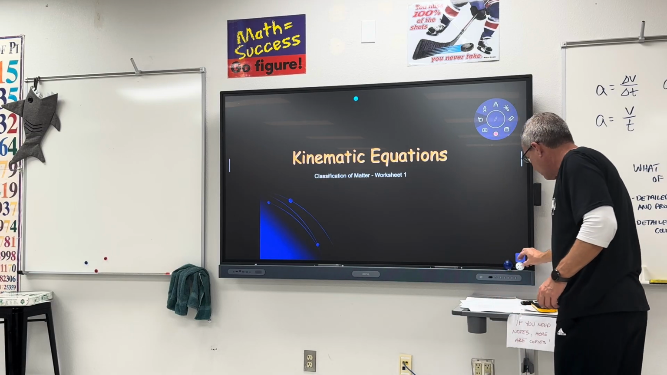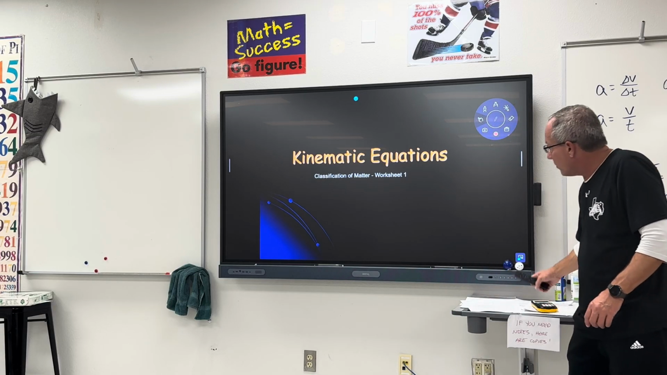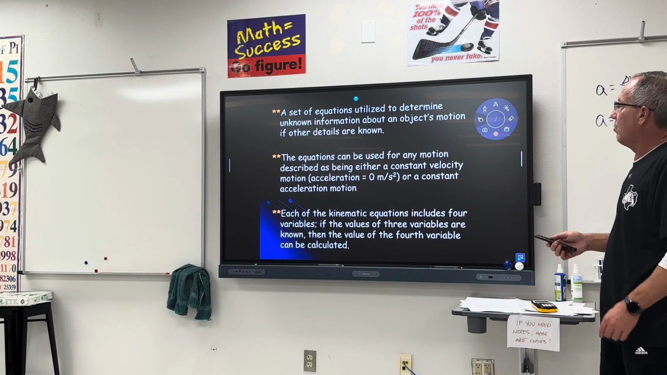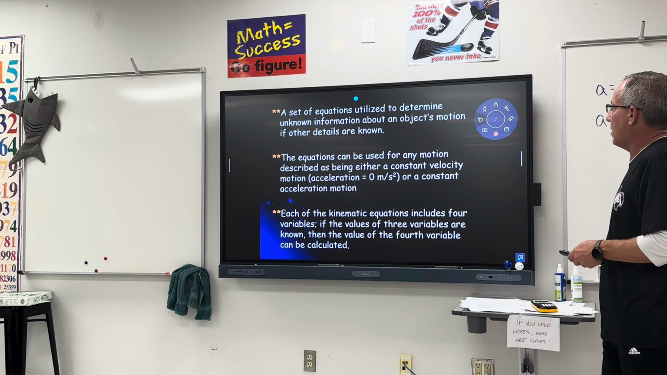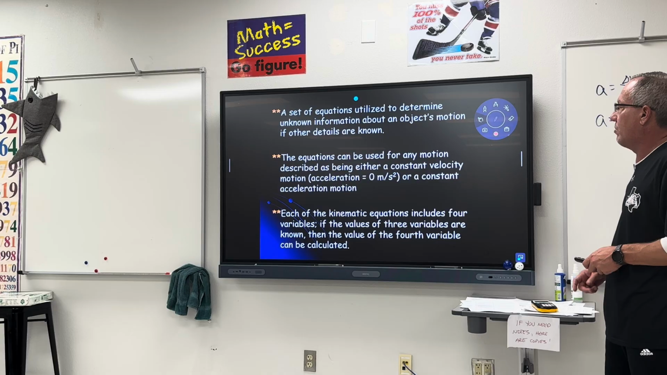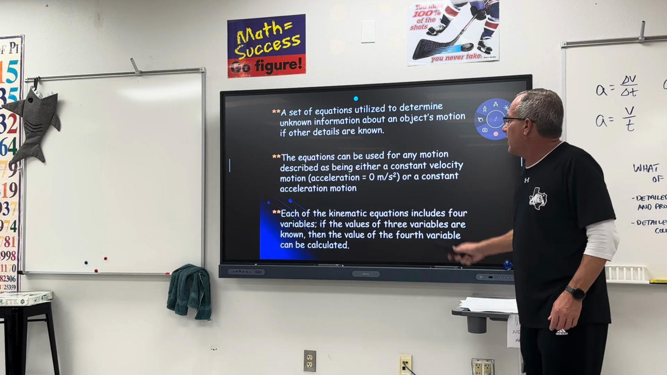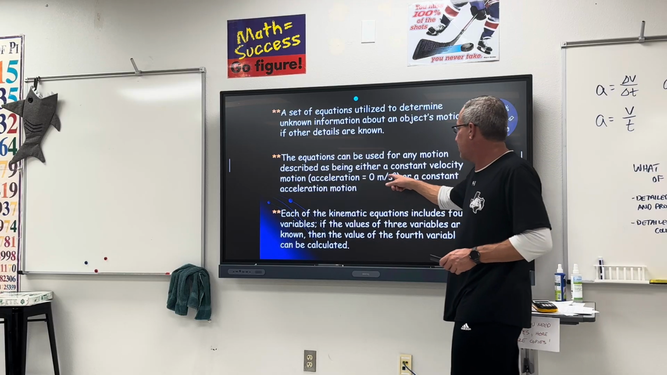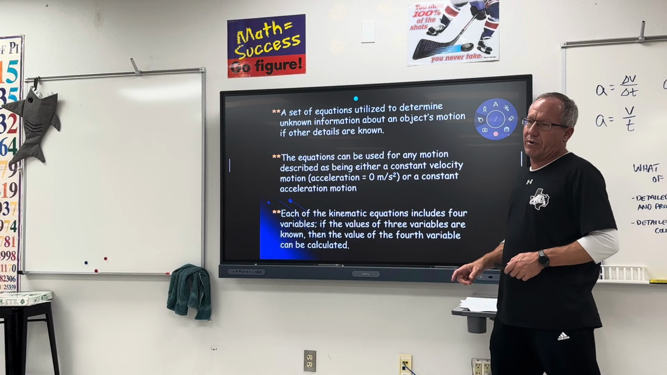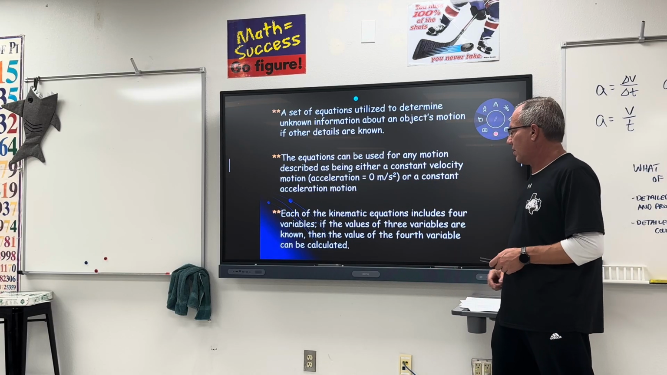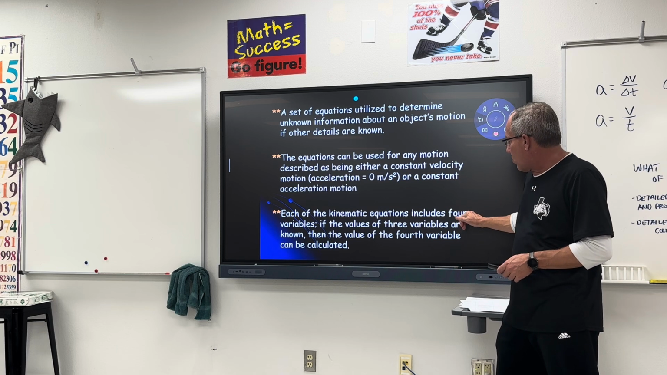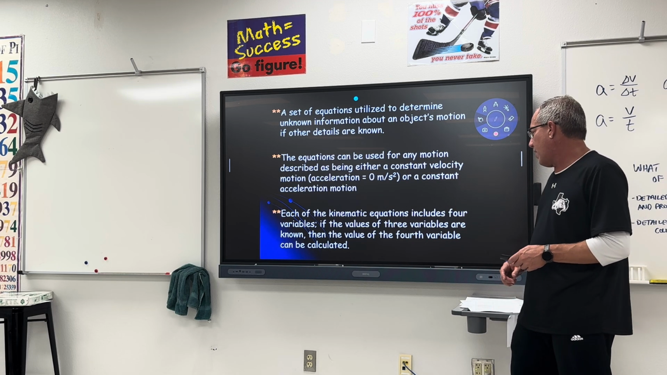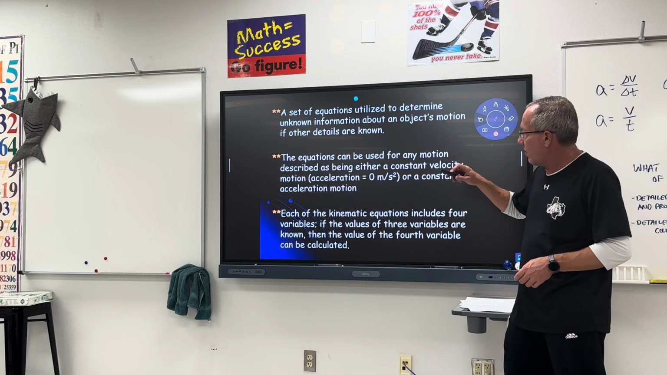Here's the definition: the kinematic equations are the set of equations utilized to determine unknown information about an object's motion. If other details are known, the equations can be used for any motion described as being either constant velocity motion, where there's no acceleration, or constant acceleration motion, where there is acceleration. Each of the kinematic equations includes 4 variables. If the values of 3 of the variables are known, then the value of the 4th variable can be calculated, all right?